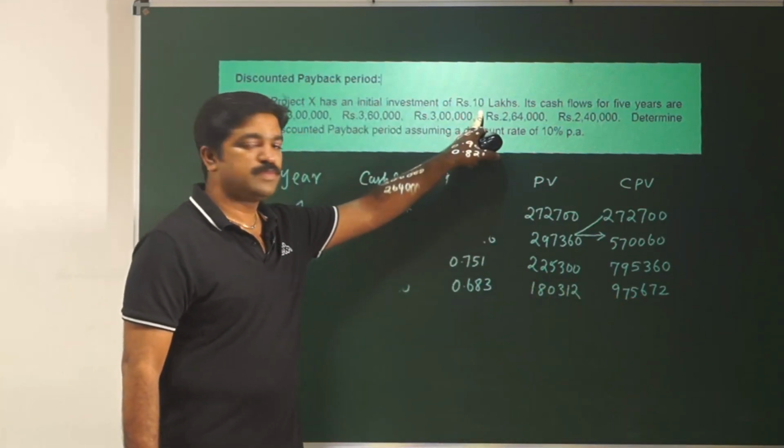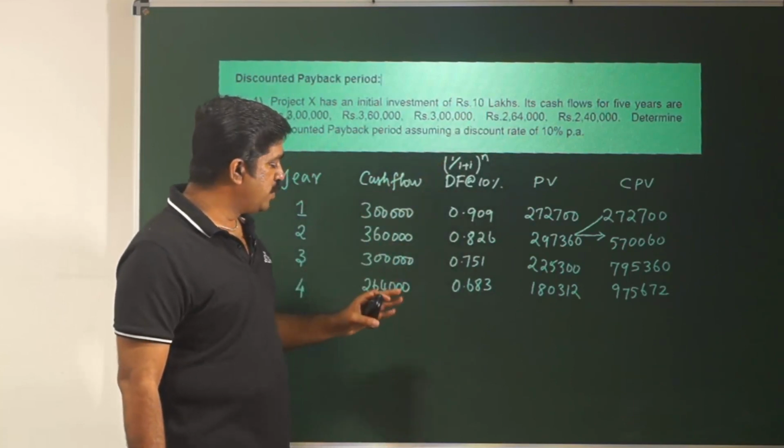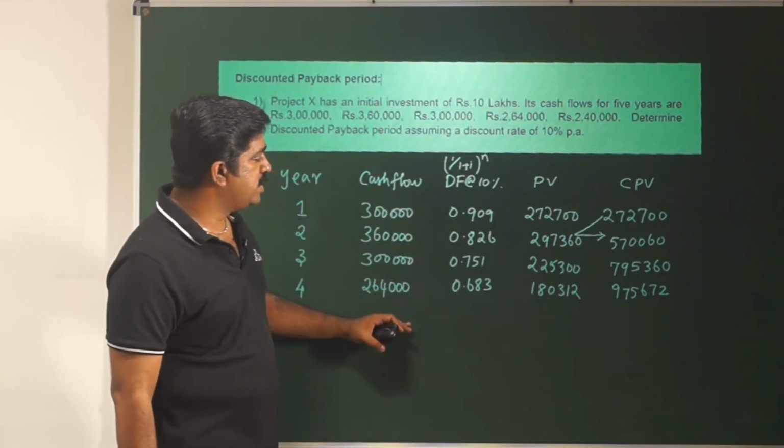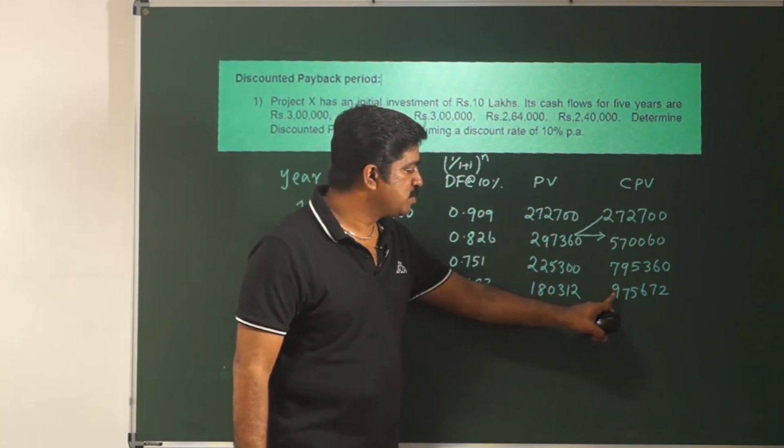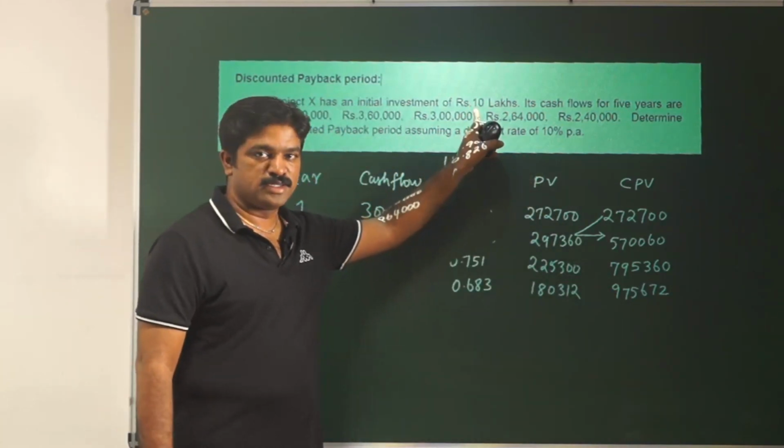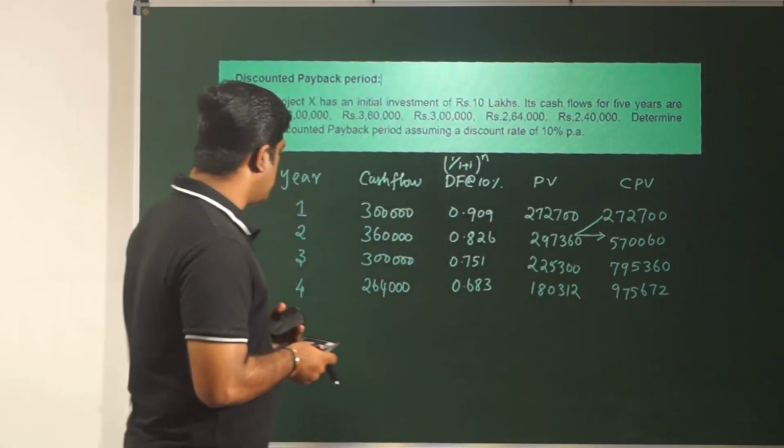Whereas our investment is 10,100,000. So between year 4 and 5, the recovery that is required is only the difference between this and 10,100,000. Okay, but let's see what is the actual recovery in year 5.